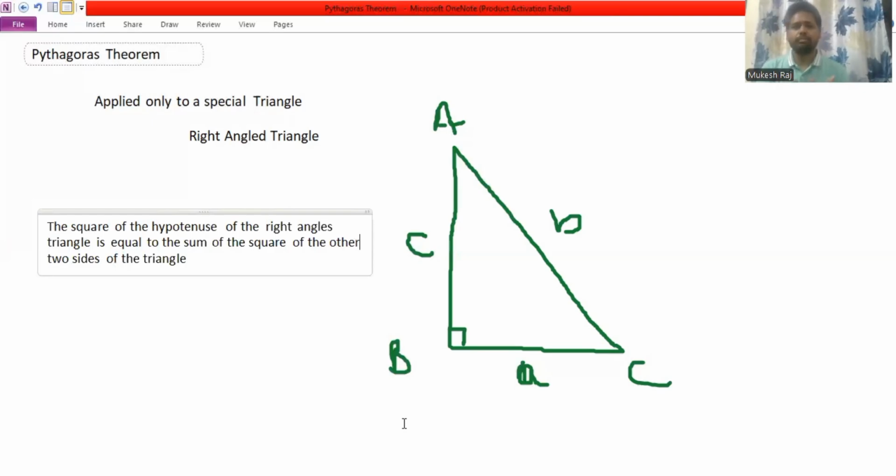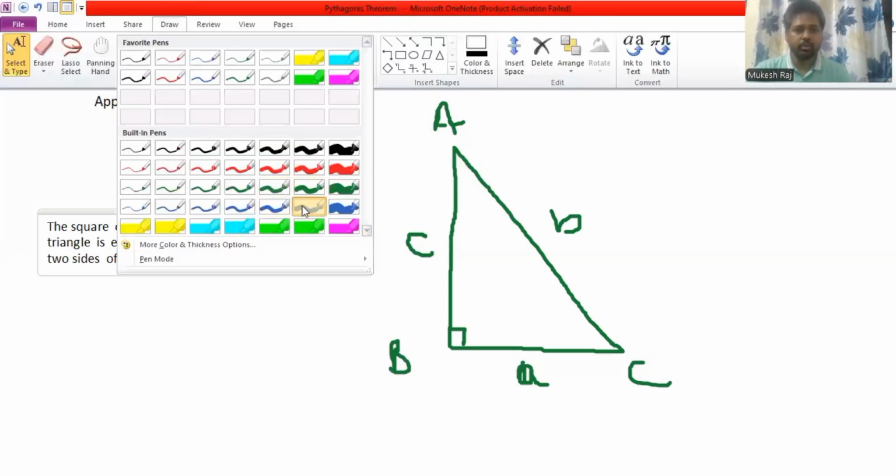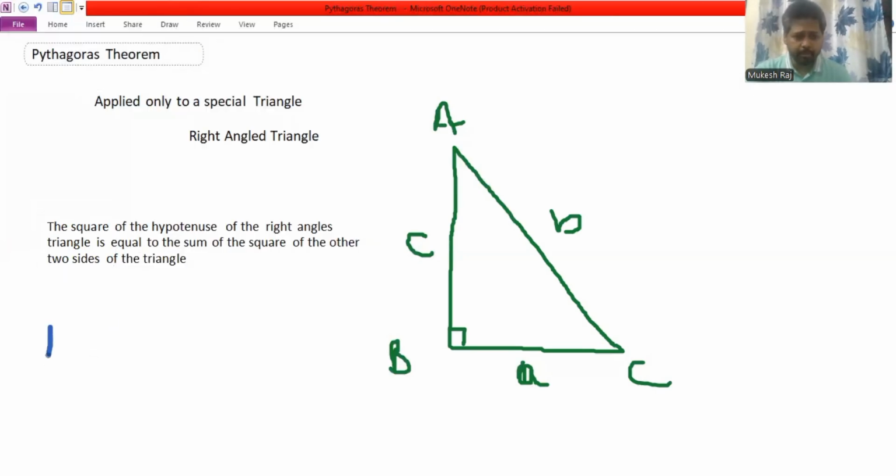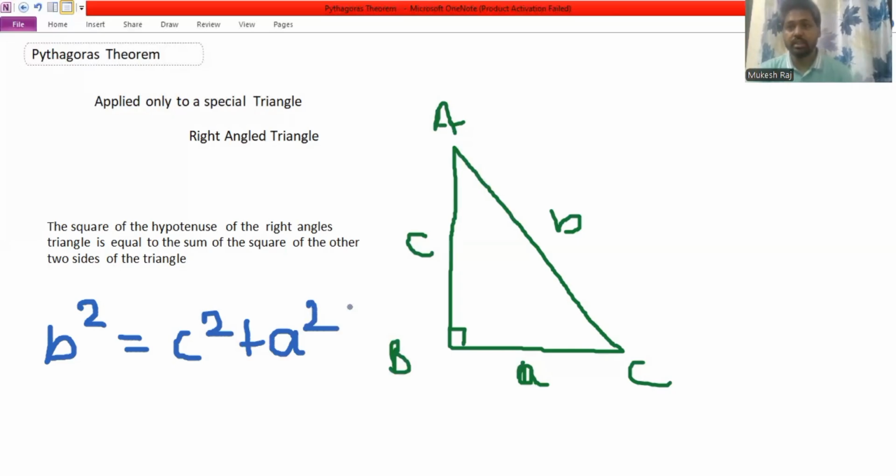Now, this is the definition of the Pythagoras theorem, and it can be applied in a very simple way. Just take into account that the hypotenuse is the side opposite to the right angle. Always the side which is opposite to the right angle will be treated as the hypotenuse. So according to the definition, the hypotenuse square will be equal to the sum of the squares of the other two sides in the triangle.